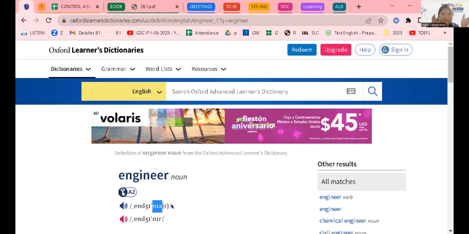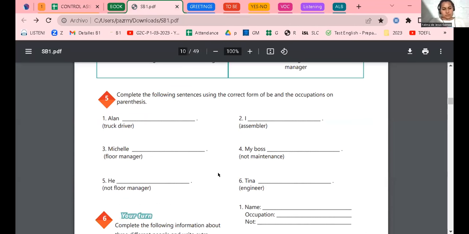La británica se diferencia a veces porque no se pronuncia la R. O sea, aquí sería engineer y damos la otra. La otra sí se dice la R. ¿Okay? Engineer. Okay, so let's continue.